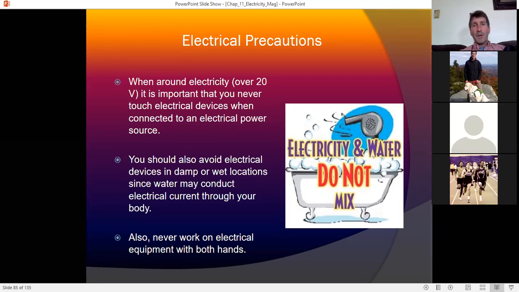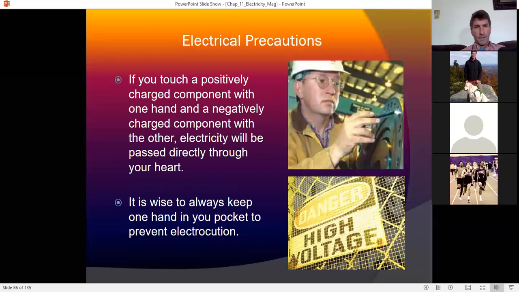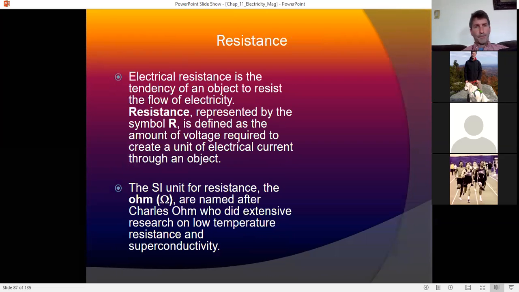But the one thing we want to make sure of is that you do not combine live electricity with water. And we've actually come up with some really nice devices to prevent injury around damp locations. Again, if you touch a positively charged component with one hand and a negatively charged component with the other, the electricity will pass directly through your heart. If you touch with your hands and you're in a wet location, your feet in a wet location, it can pass through your body.